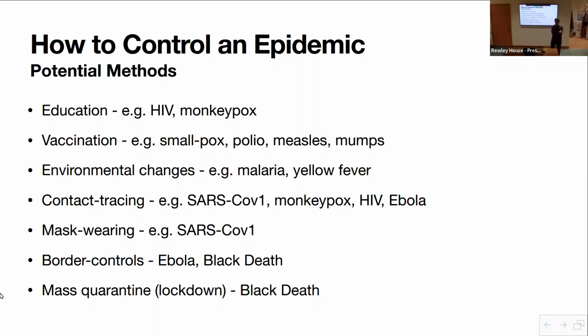And then we get on to more drastic measures like border controls, isolating cities, isolating countries, and mass quarantine where everyone stays at home. Big examples in history of this are the plague and Black Death, where entire cities were shut off and everyone had to stay at home. So these are the potential methods for controlling it.